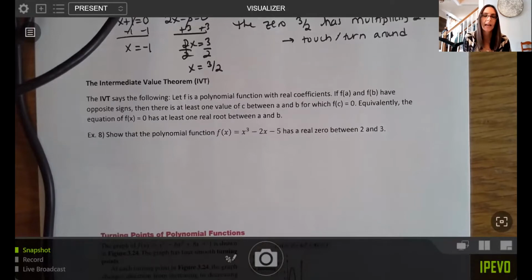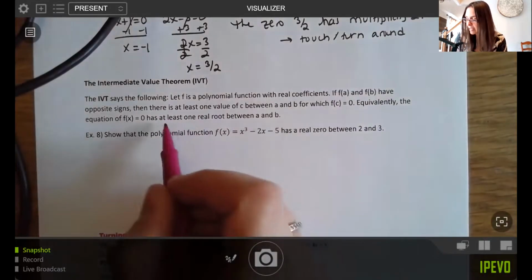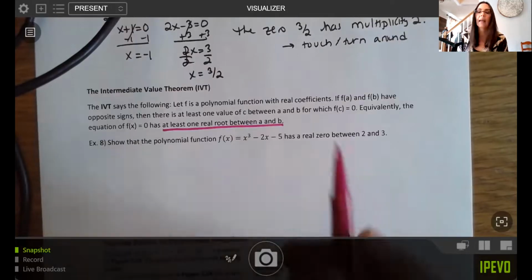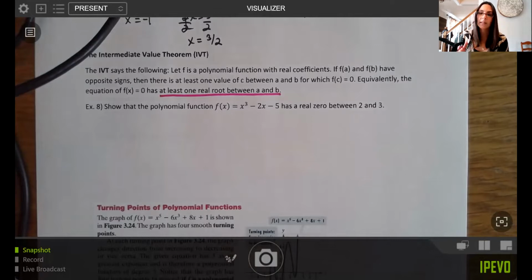So it says that if f is a polynomial function with real coefficients, so again, we're not talking imaginary numbers here, and let's say that f of a and f of b have opposite signs. Now remember, these are your y values. Then what happens is there's at least one value of c between a and b where f of c is 0. Now, what does all this mean? It means that you have at least one real root between a and b. Let me show you an example. I think it'll make a little bit more sense.